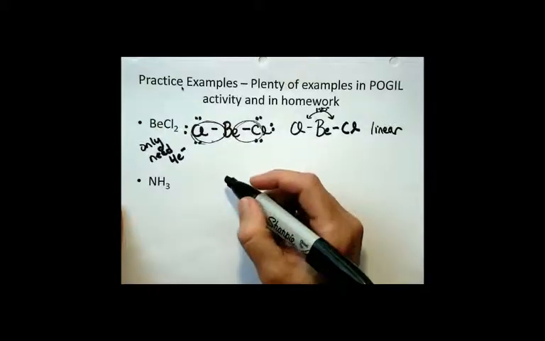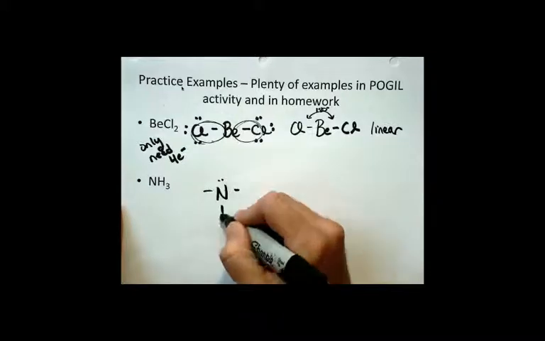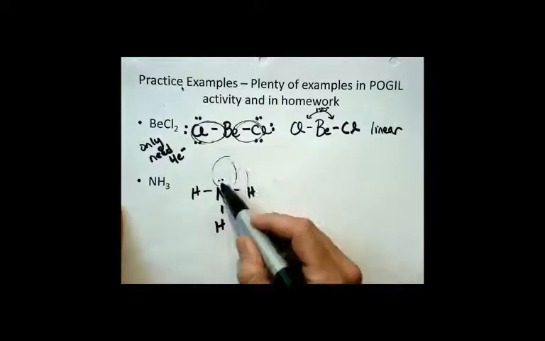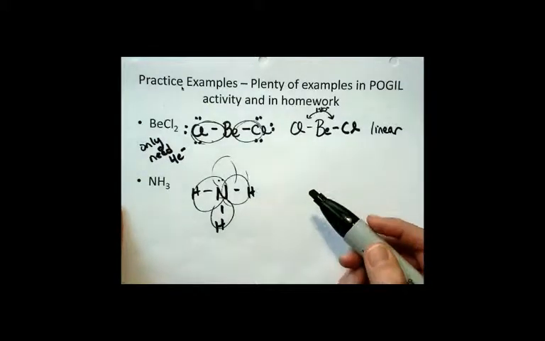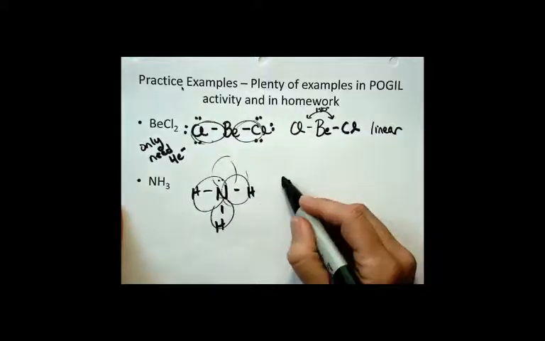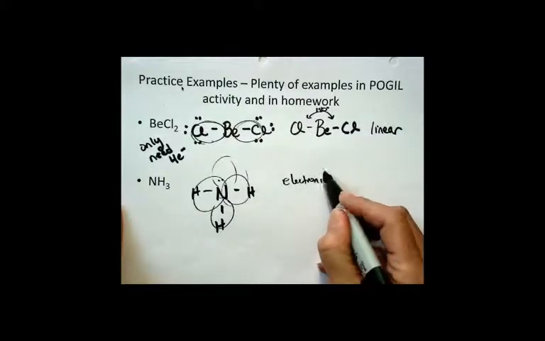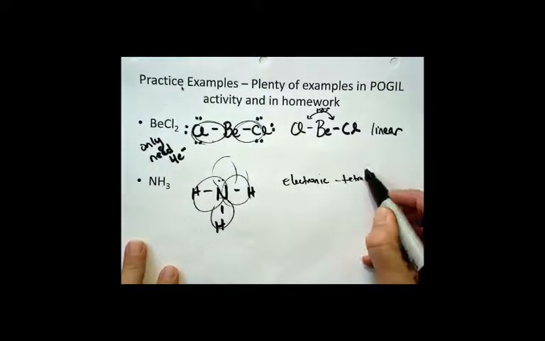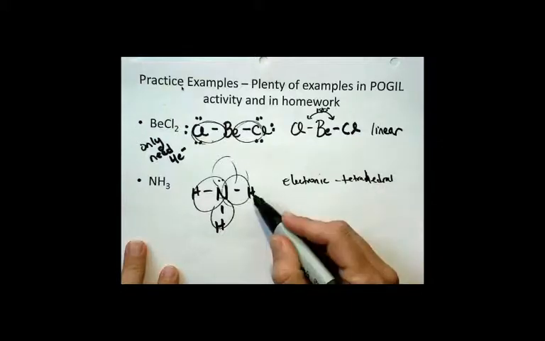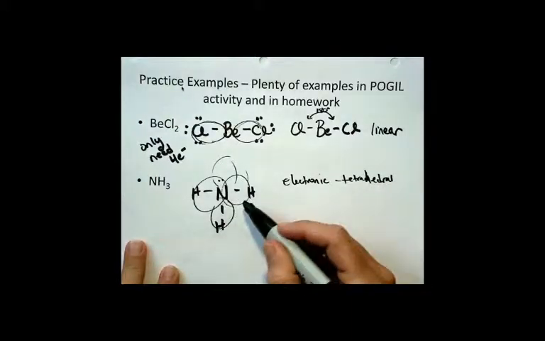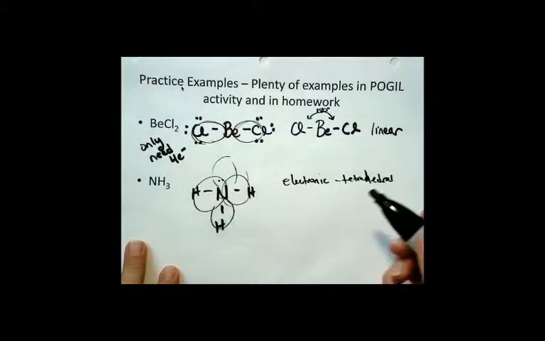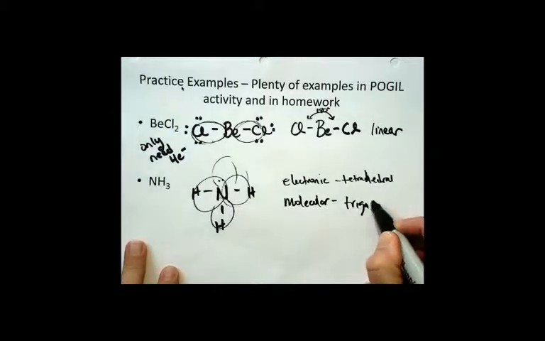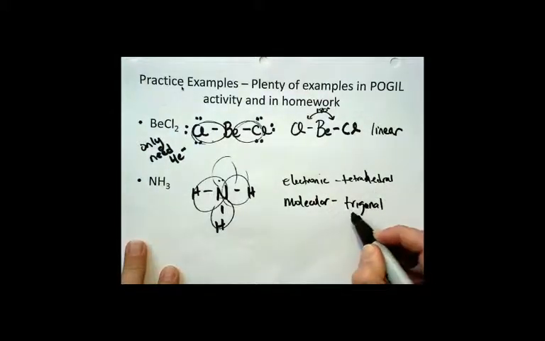And then ammonia, of course, we've seen this a gazillion times. You have the Lewis structure that looks like this. You have a total of 1, 2, 3, 4 regions of high electron density, or electron domains. That tells me that the electronic structure, or the electronic geometry, is tetrahedral. But since one pair of electrons is in non-bonding pairs, the molecular geometry is going to be trigonal pyramidal.